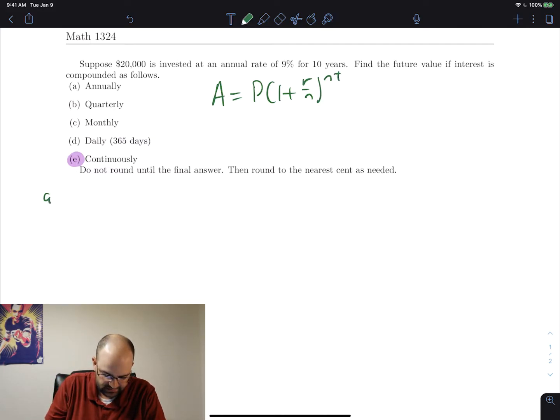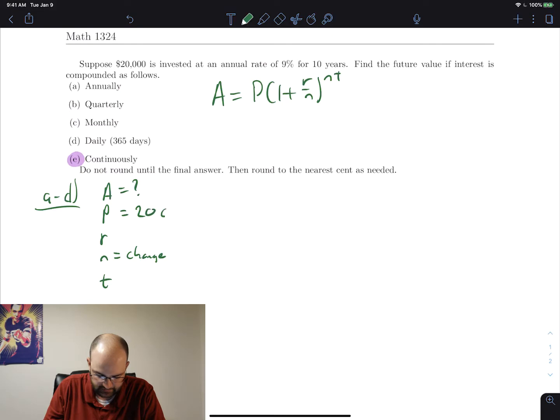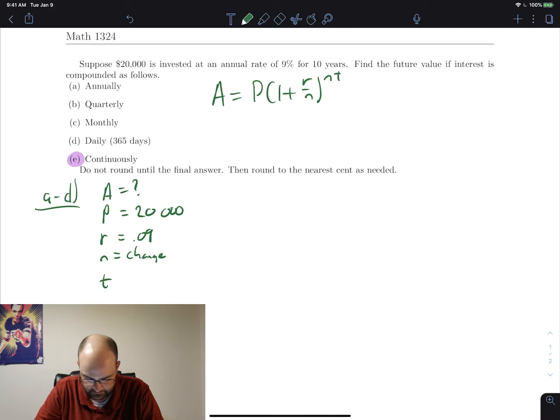So for A through D actually, we have A, P, R, N, and T. N is going to change for each one of those. The future value, we don't know. That's what we're trying to figure out. The present value is how much we have today, which is $20,000. R is the interest rate, and the interest rate is going to be 0.09. And then N is going to be whatever each one needs, and then T will be 10.